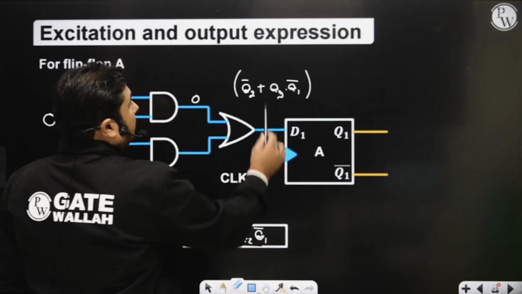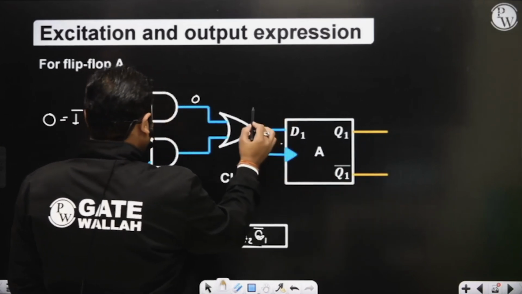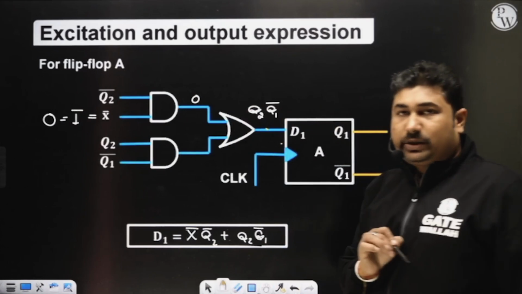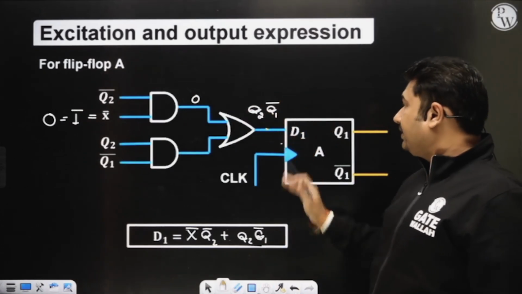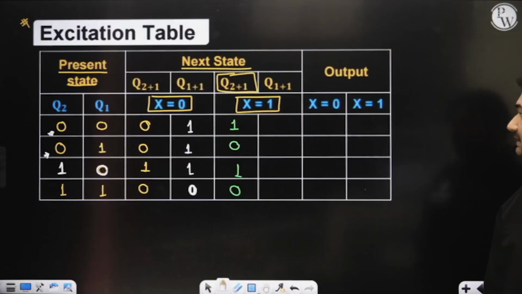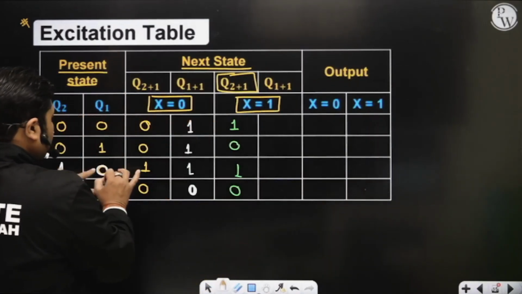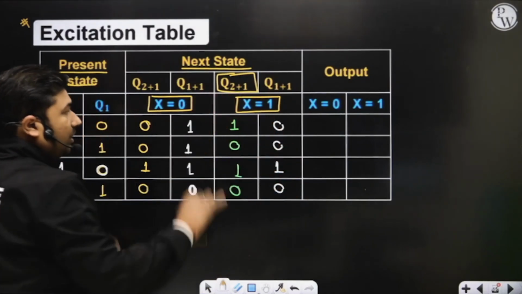Then the input to D is Q2 Q1 complement. So D1 is going to be high only under the condition of 1 0. On all other conditions, D1 will remain low, so the next state will remain low. So from here you can say only Q2 Q1 complement will be high. In all other conditions it will remain low.